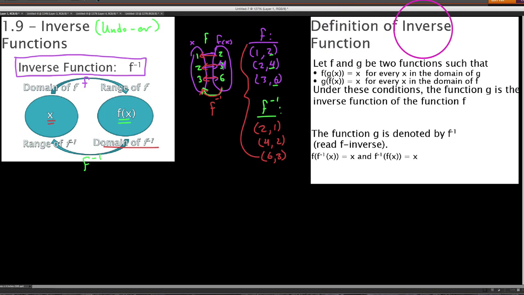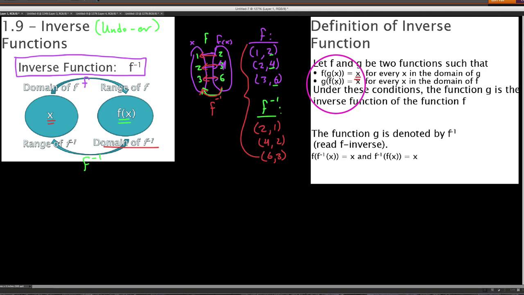So let's take a look at the definition of an inverse function formally. We say that two functions f and g, let's let them be inverses of one another. If that is true, then we're going to be able to satisfy both of these conditions. The first one being that if I were to plug g of x into f of x, which is g of x's inverse, I could write g inverse, we would get sent back to an initial input value or an x value. So basically this is true for all x in the domain of g.